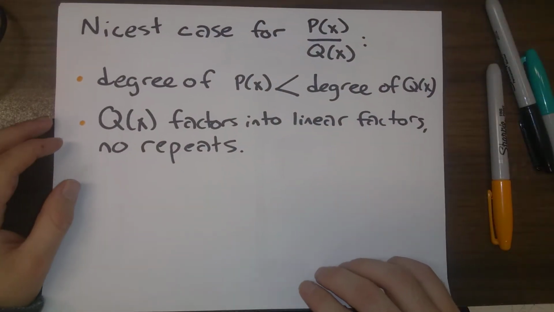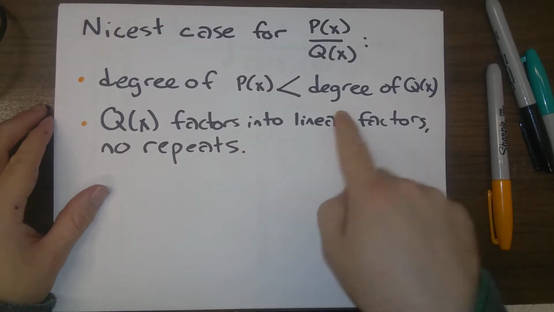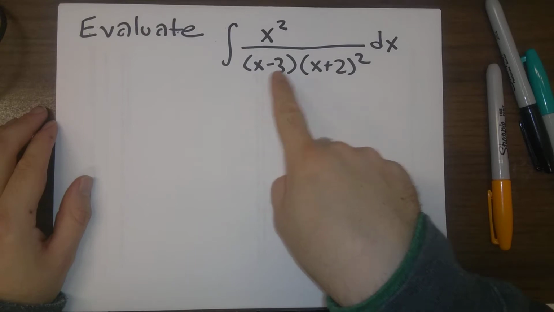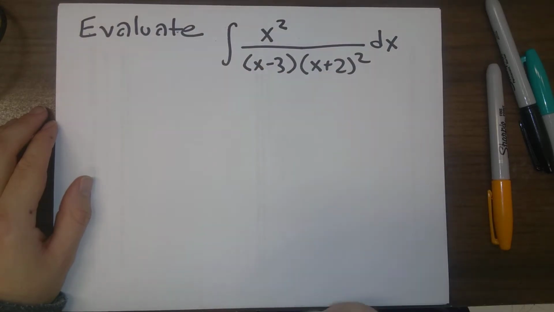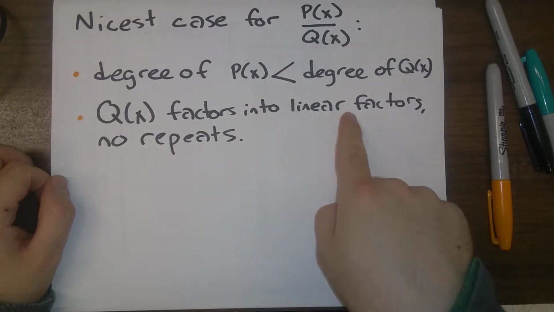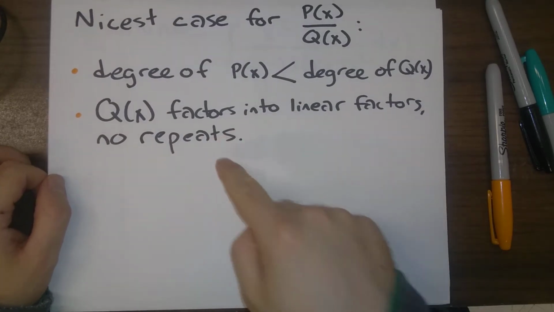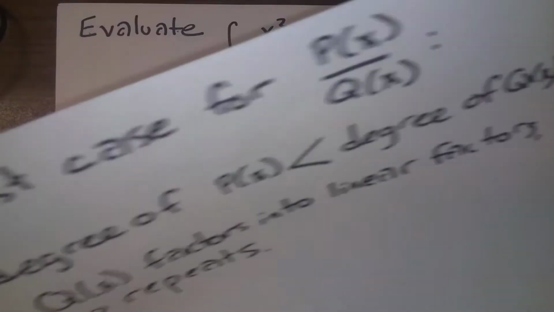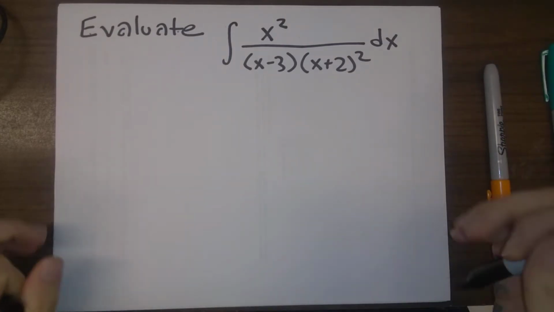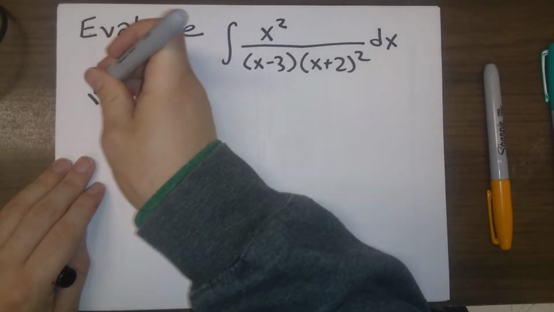So let's see how we're doing. The degree of the numerator is smaller than the degree of the denominator. That works. The degree of the numerator is 2, and 1, 2, 3 for the degree of the denominator. But now, the denominator is factoring into linear factors. That's still good. But now there's repeats. So this is going to be a little bit trickier. There's a little bit different method that we have to use here.